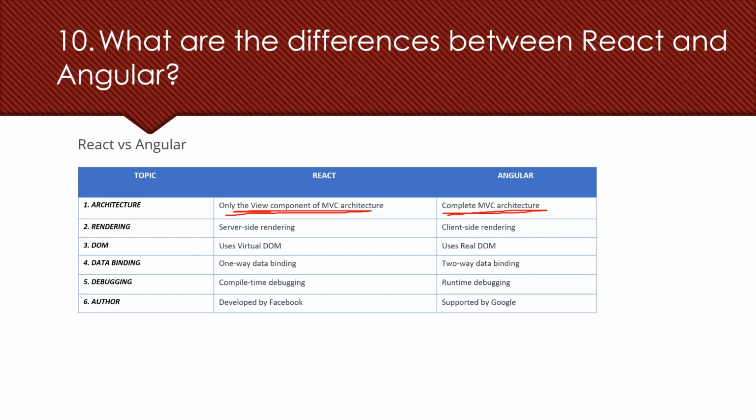For rendering, React has server-side rendering, Angular has client-side rendering. As for the DOM, React uses virtual DOM, Angular uses real DOM. In terms of data binding, React supports only one-way data binding, while in Angular we have two-way data binding, so we can change a value from parent to child, child to parent and all. For debugging, React has compile time debugging, while Angular has runtime debugging as well. Who is the author of both of these libraries and frameworks? React has been created by Facebook, while Angular is supported by Google.